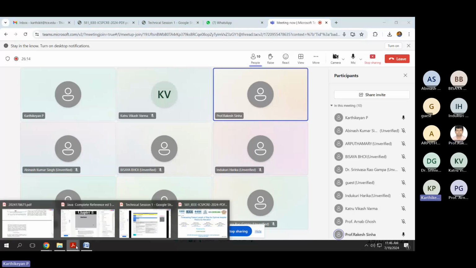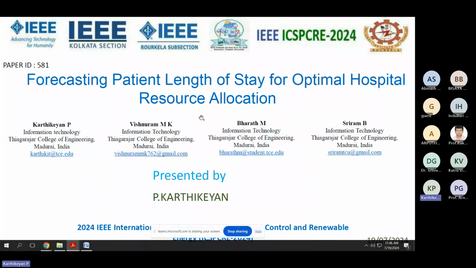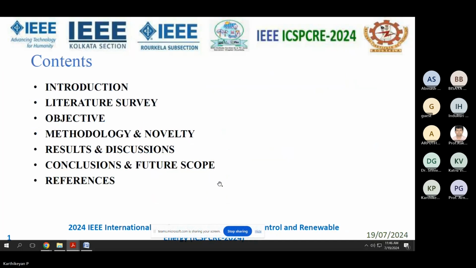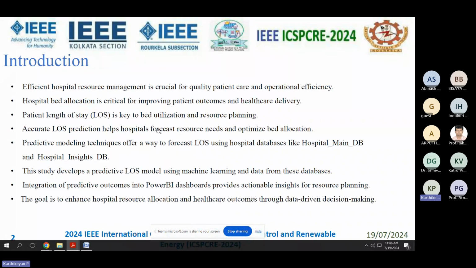Our project topic is forecasting patient length of stay for optimal hospital resource allocation. This is the contents we are going to talk about: introduction, literature survey, methodology, research discussion, and so on. Let me introduce the introduction.